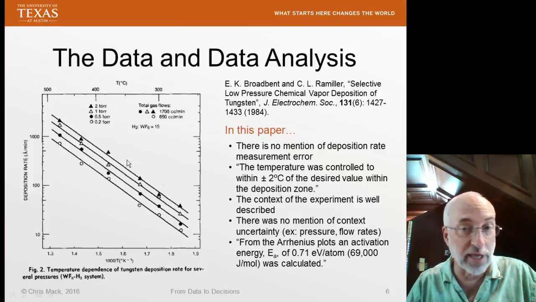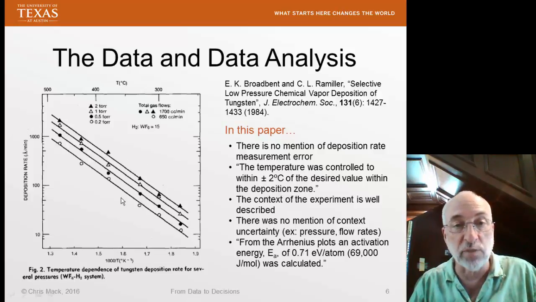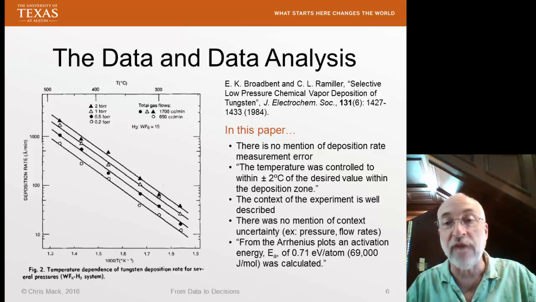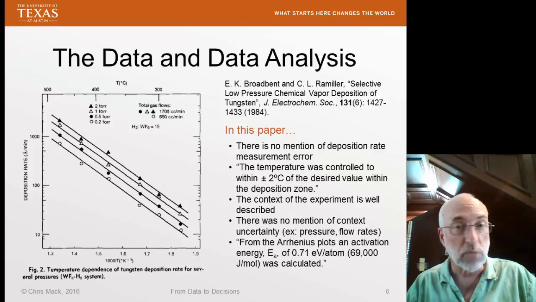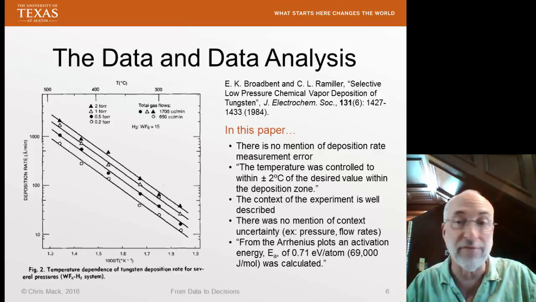They assume all these lines are parallel, an assumption that's made. I don't think they actually verify that assumption. They assume all the lines are parallel so that there's one activation energy that's independent of gas flow rate and pressure. And they give you a value, 0.71 electron volts per atom, as the activation energy. Well, what's the uncertainty in that value?